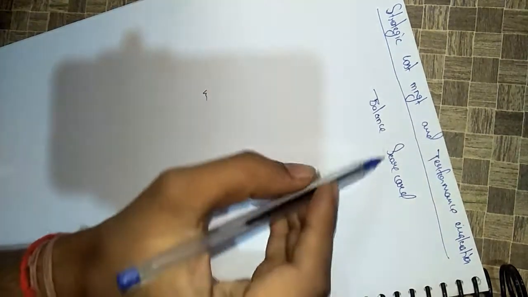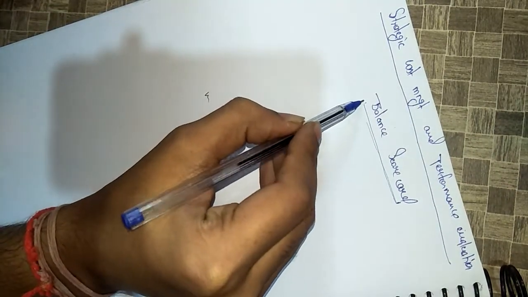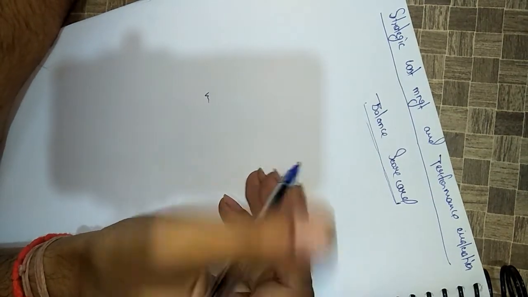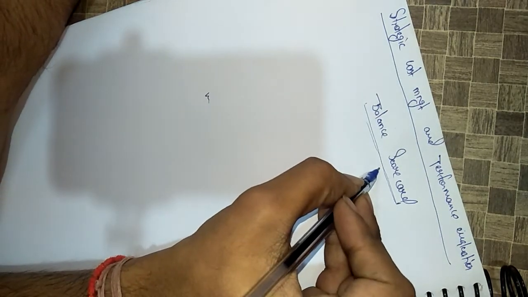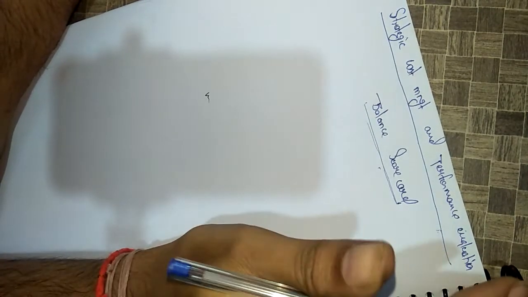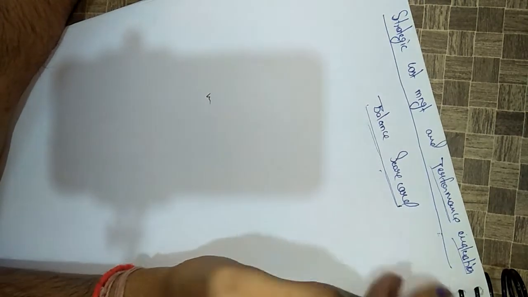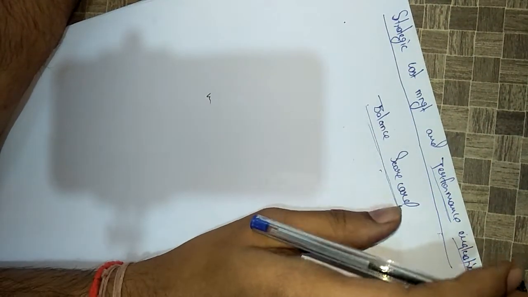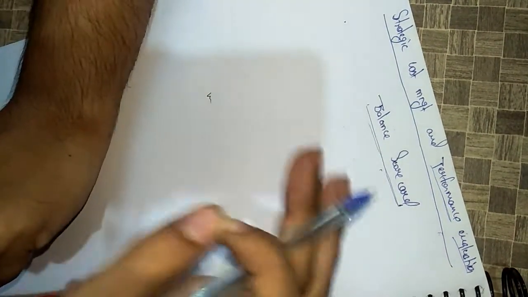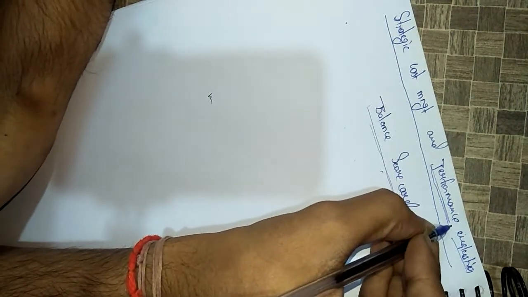CA final new syllabus course. Our today's topic would be balanced scorecard. So what basically is the balanced scorecard? Look, balanced scorecard basically is a performance evaluation technique. Performance evaluation, as the name suggests, is a technique which is used to evaluate the performance of an entity. How can we evaluate whether the entity is going on the right track or not? This is what we call performance evaluation.